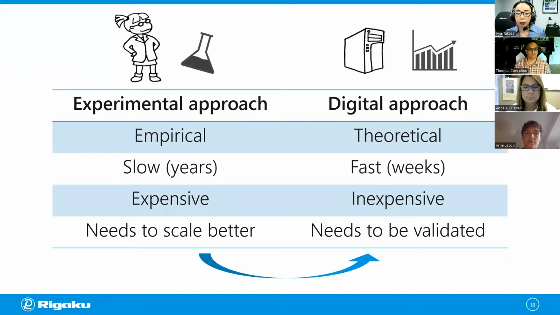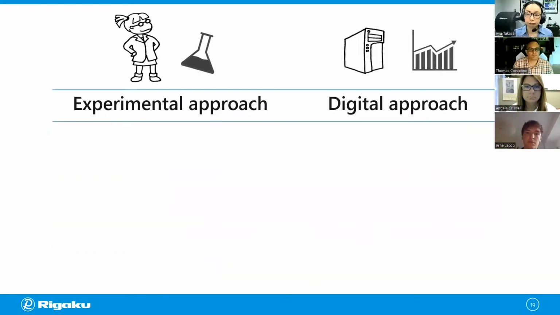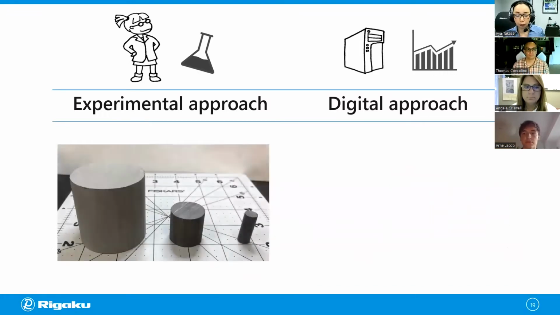So experiments can provide validation to the digital approach, and the digital approach can help the experimental approach by helping them scale better. So those two approaches or methods are often combined together, and you need to look at them both. Now, for the experimental approach, we're not going to get into the details of this part, but you would take cores and plugs and actually run experiments to get parameters you want to analyze. In the digital approach, you would use a CT scan and do everything by calculation.